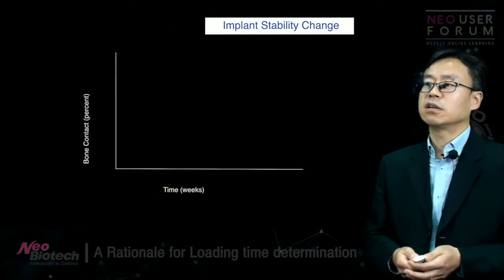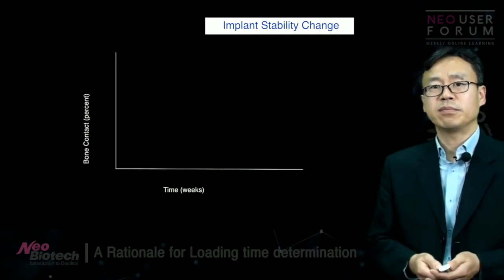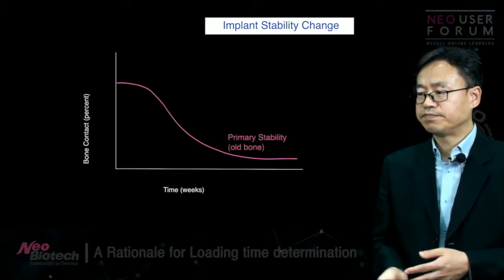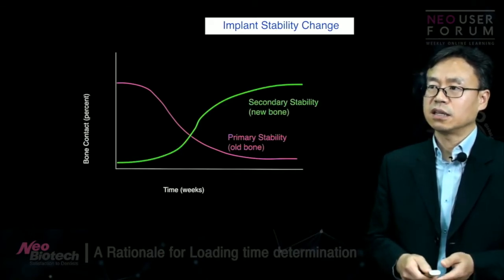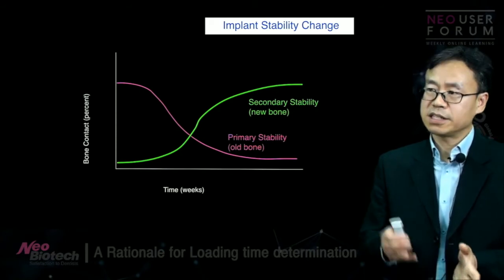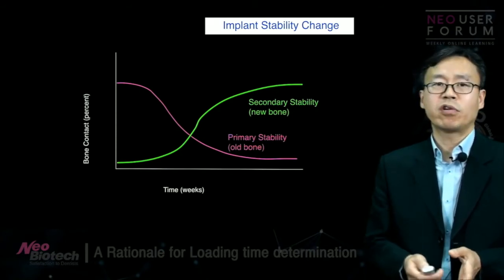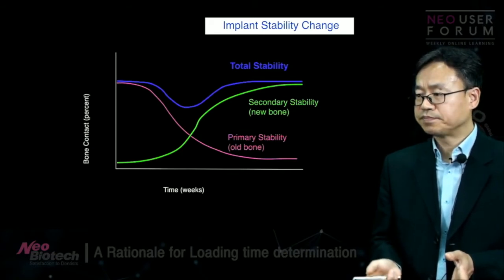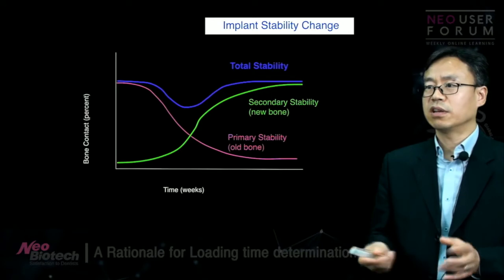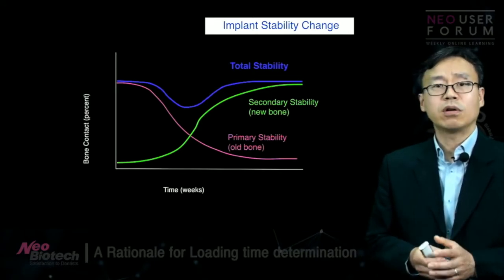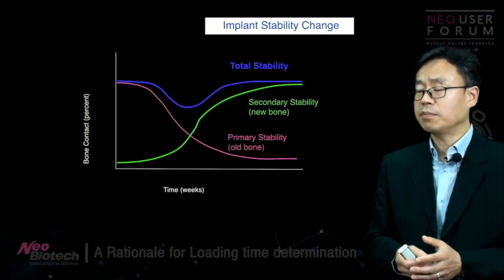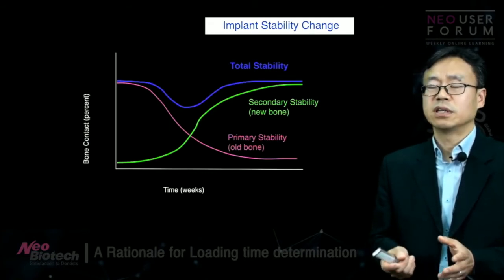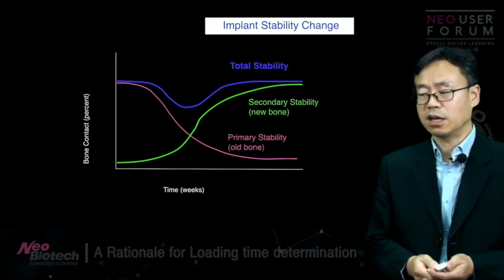When we monitor the implant stability over time after implant placement, this is what we find. The primary stability decreases as the secondary stability increases from the placement of the implant. So the overall stability, the total stability, has a little dip during this healing period, which we call a dip, or some people call it a drop, the stability drop. This phenomenon has been termed a dip or drop of implant stability.